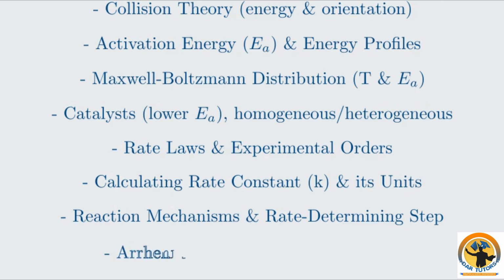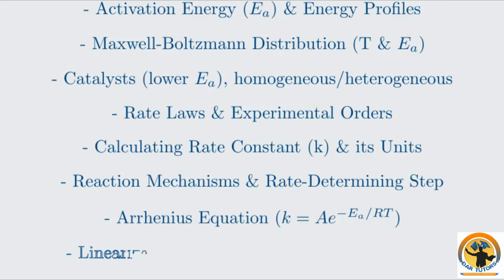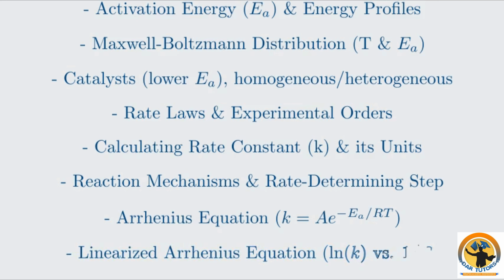Finally, we explored the precise temperature dependence of the rate constant using the Arrhenius equation. We saw how to linearize it to plot ln K versus 1 over T and determine the activation energy from the slope. These tools allow us to predict and control the speed of chemical reactions. Now it's time to test your understanding with some IB-style practice questions.